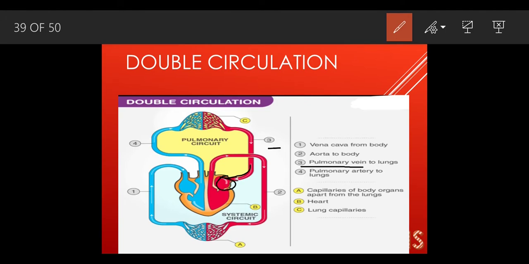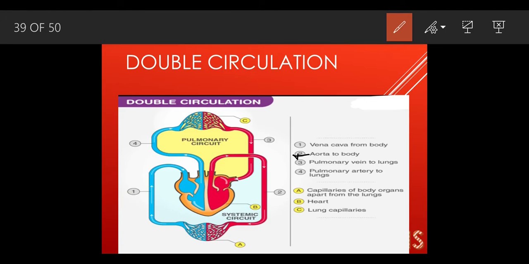It carries the oxygenated blood toward the heart on the left side. So when the blood reaches the left side, that is the left atrium, it moves into the ventricle. From the ventricle it transports the blood to each and every part of the body through the aorta. So part number 2 is the aorta, through the body.